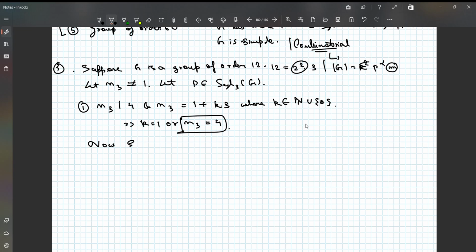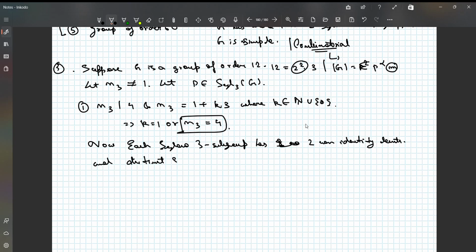Now each Sylow 3 subgroup has two non-identity elements, and distinct Sylow 3 subgroups will intersect at identity. Okay, will intersect at identity.